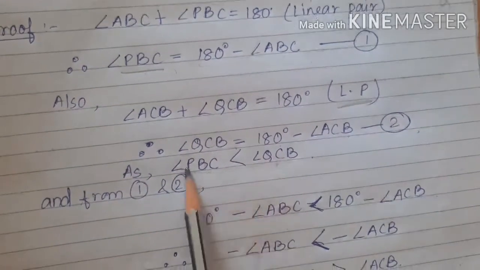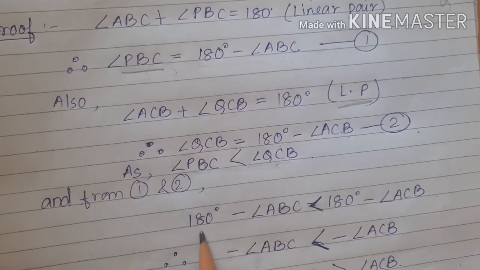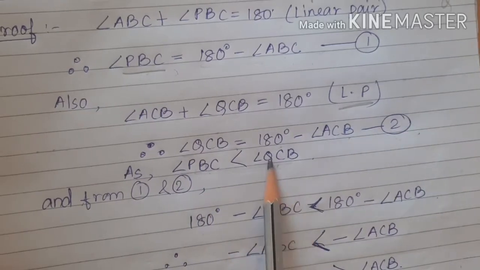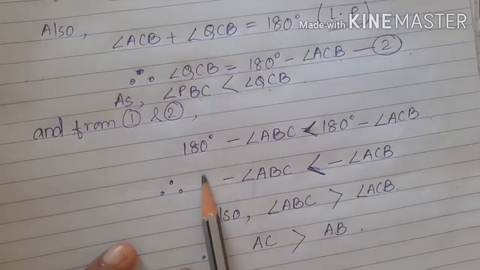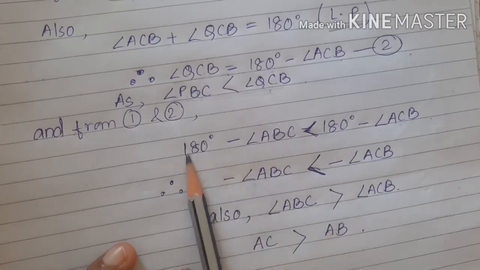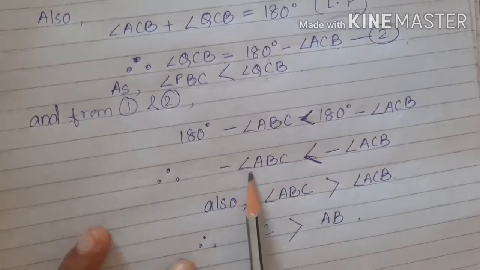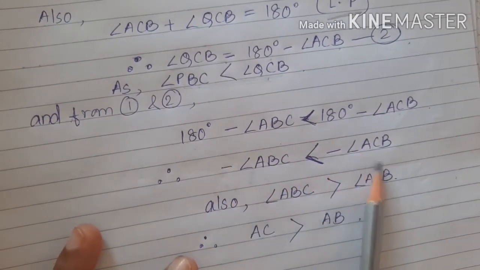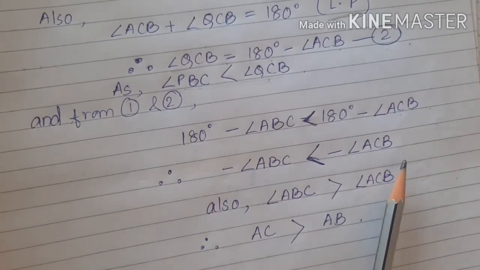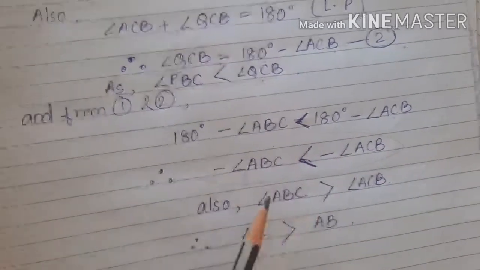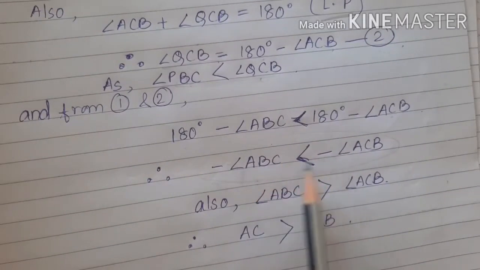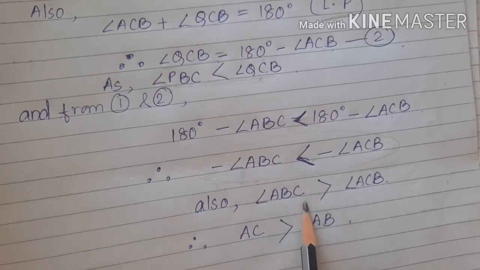So after putting, what did we get? In place of angle PBC, it is 180 degrees minus angle ABC, and in place of angle QCB, it is 180 degrees minus angle ACB. Now see, 180 degrees will cancel out from both sides. Now we are left with minus angle ABC is less than minus angle ACB. So what do we have to do with this inequality? I am cancelling the minus sign from both sides, and I am changing the symbol of the inequality. It was less than before, but in this step, I am writing greater than.